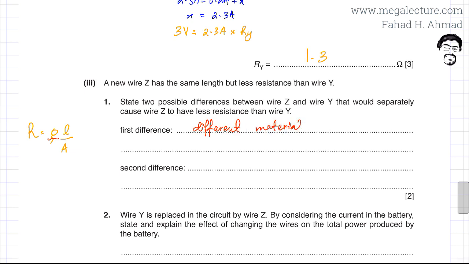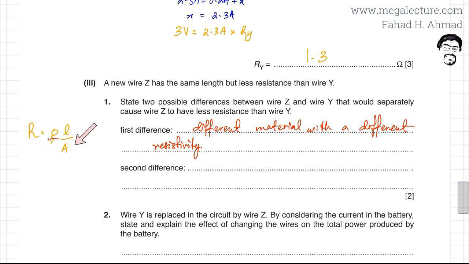So you can use a different material with a different resistivity. Each material offers a different resistance. So the resistance of a particular wire depends on the resistivity of that material, plus it's directly proportional to the length and inversely proportional to the cross-sectional area.